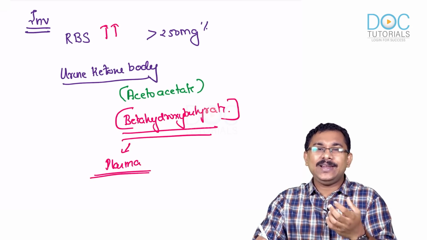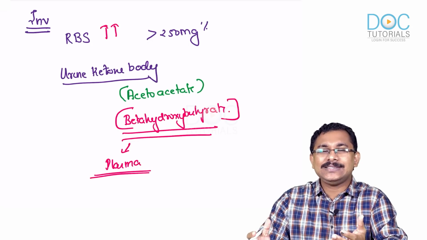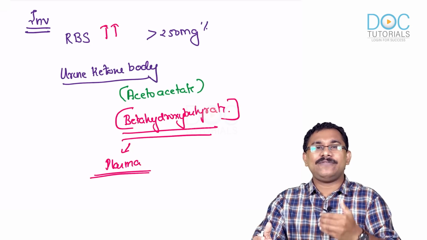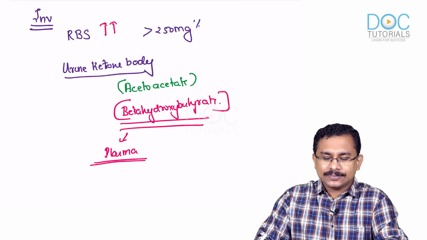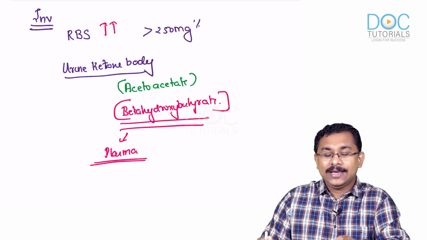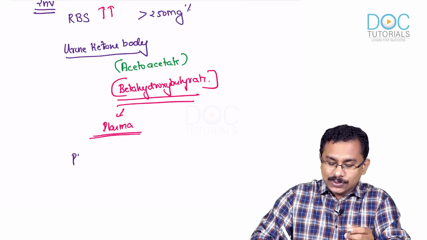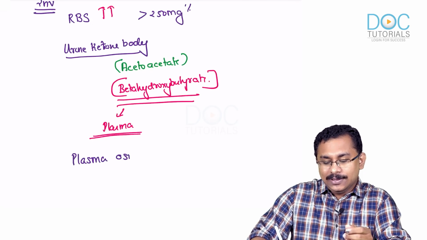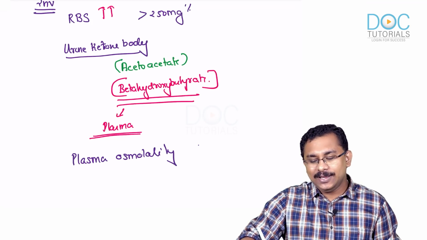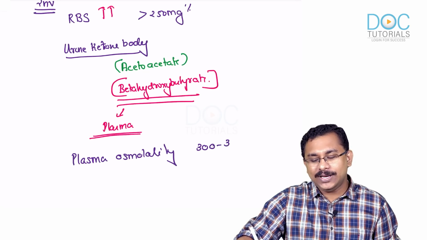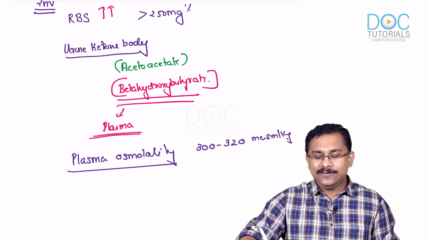But again, the availability of plasma beta hydroxybutyrate is not so good in most settings unless you are in a center where it is estimated. So urine ketone bodies you can check, and then you have to understand that the plasma osmolality will definitely be high. It will not be as high as in HHS, but still in the range of maybe 300 to 320, 325 milliosmol per kilogram.